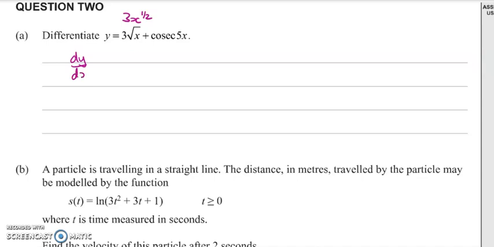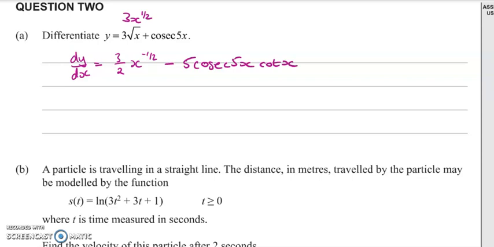So dy by dx will be, to differentiate that part first, a half times 3, which is 3 over 2, x to the minus a half, reducing that power by 1. Now cosec, when we differentiate that, you can look that up on your formula sheet, goes to cosec cot. So we get negative cosec cot. So it's negative 5 cosec 5x cot x.